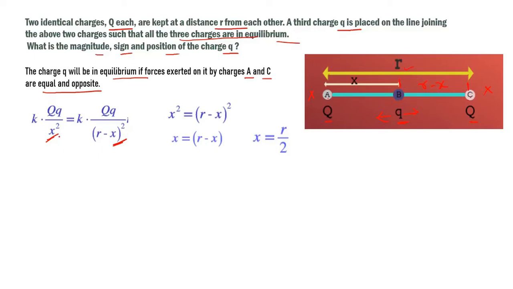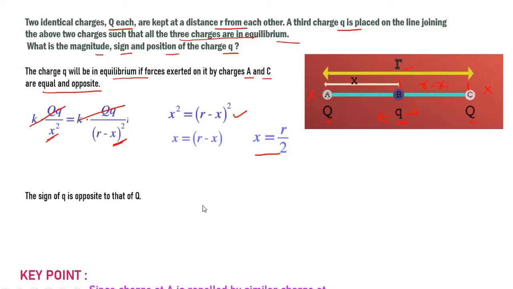So these are the two forces present on the small q charge, this one because of the charge at A, and this one because of the charge at C. On cancelling the like terms and solving, we get the position of small q must be at r by 2. That is, small q must be placed at the center of the line joining the two charges.